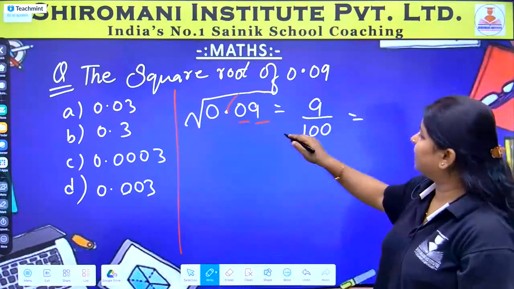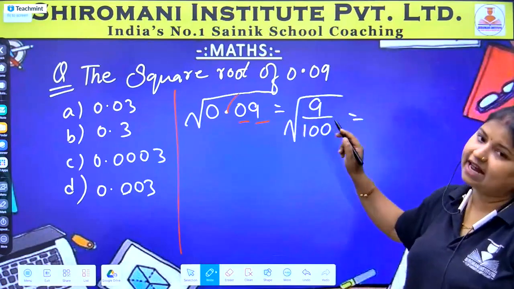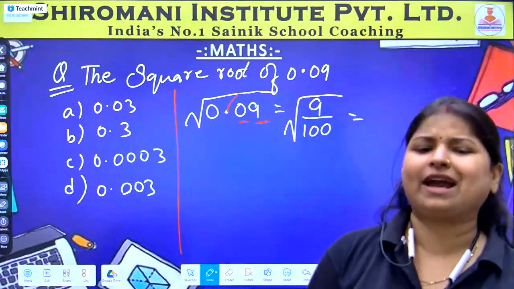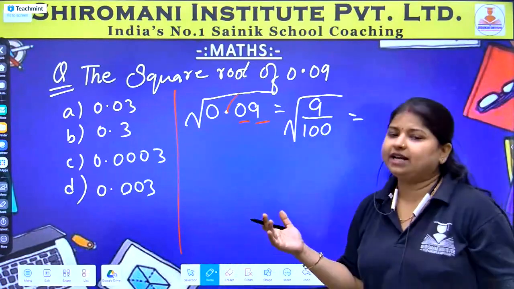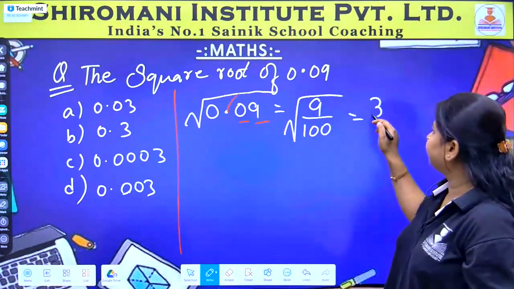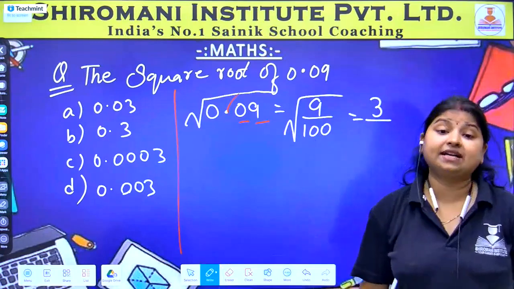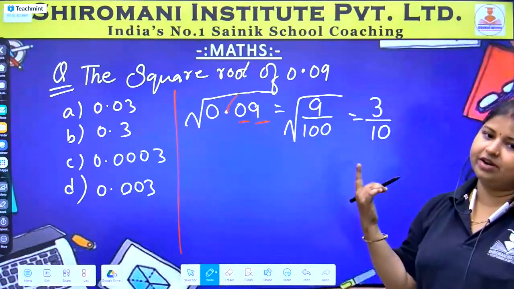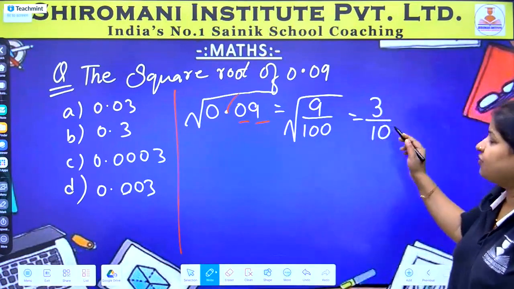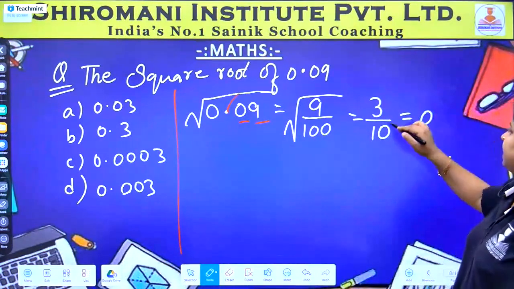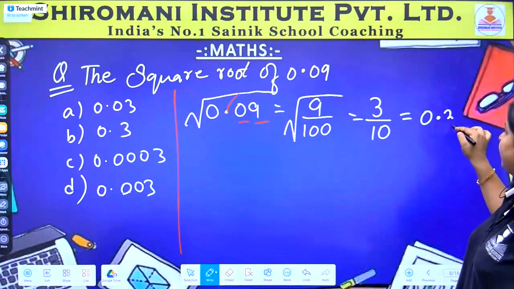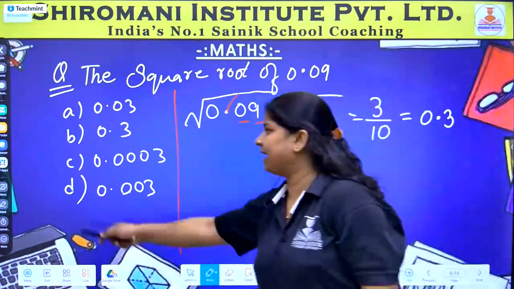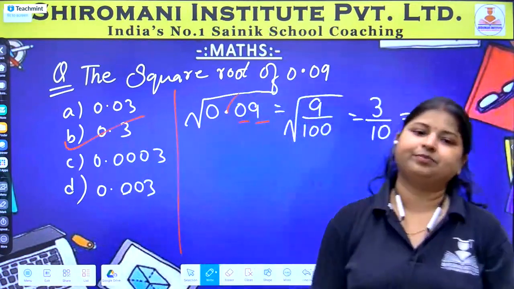Now you can calculate the square root of 9 and 100. No need to calculate, because I know the square root of 9 is 3 and the square root of 100 is 10. 10 into 10 is 100. So the square root is 3 by 10. Convert this into decimal: 0.3. 0.3 is my answer. That is option B.